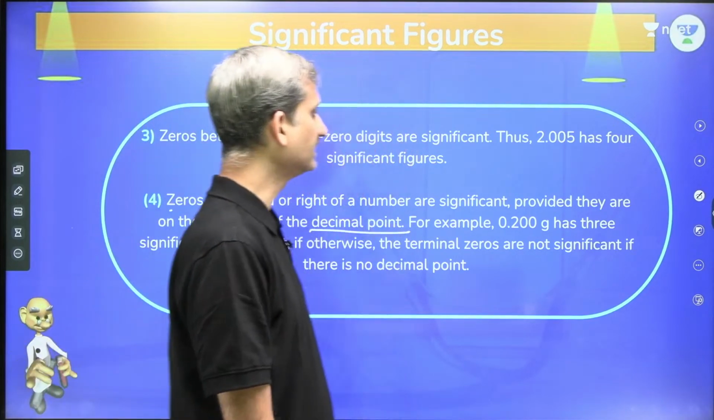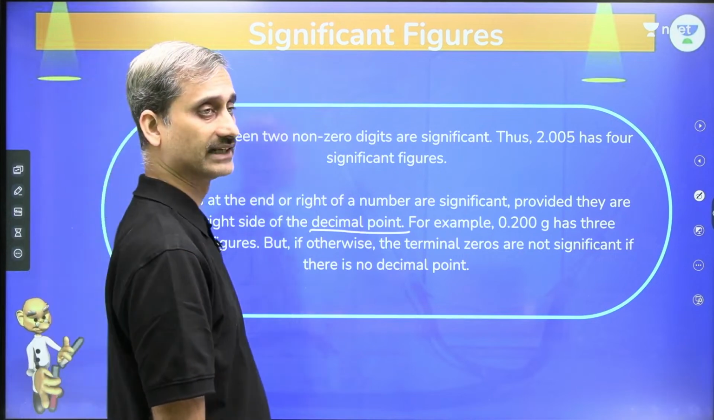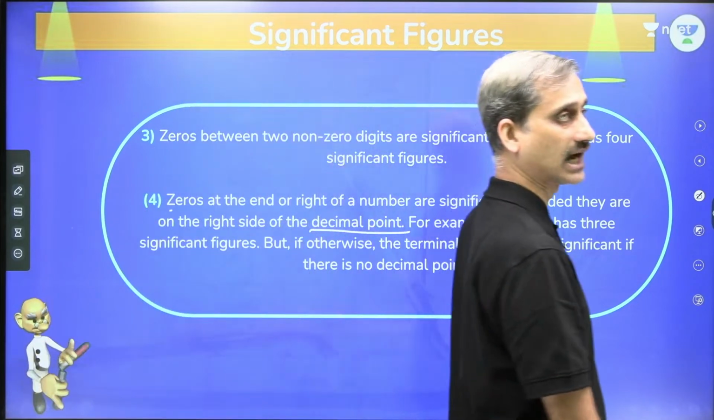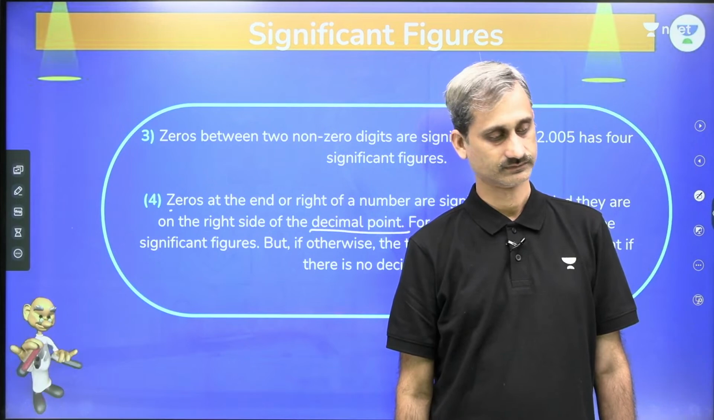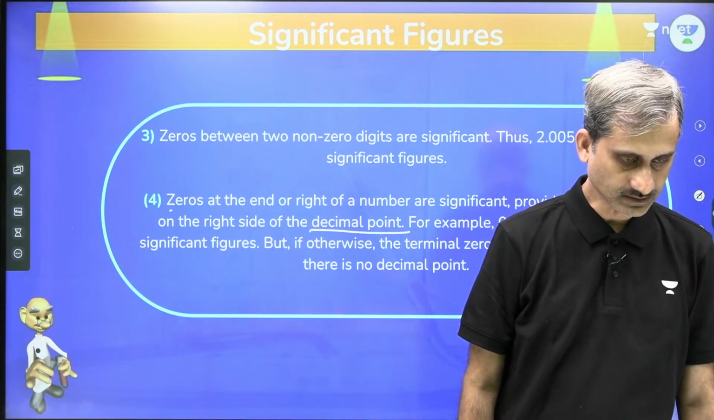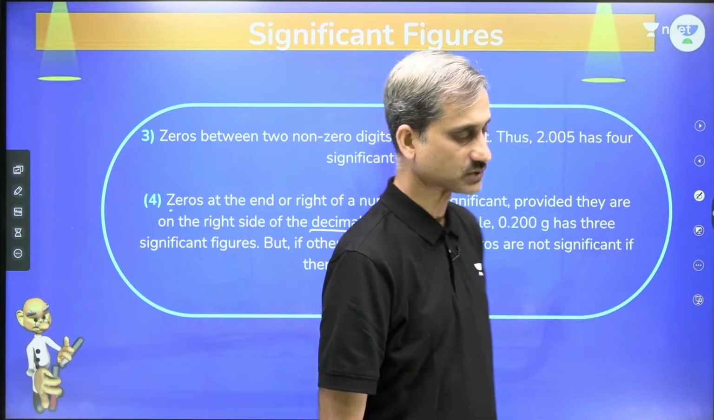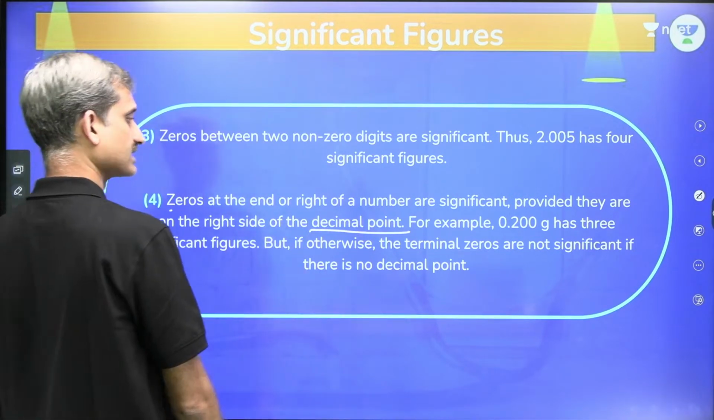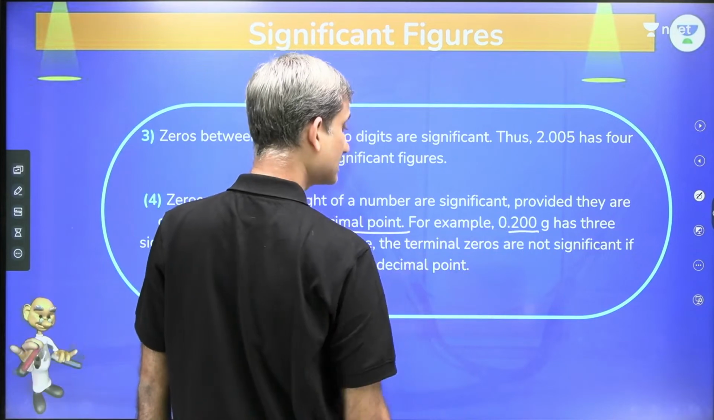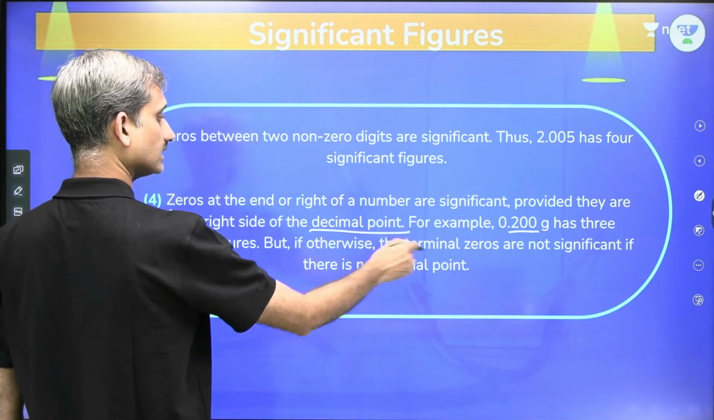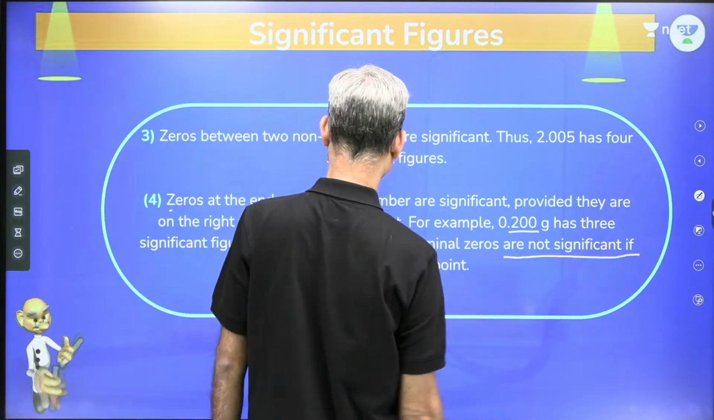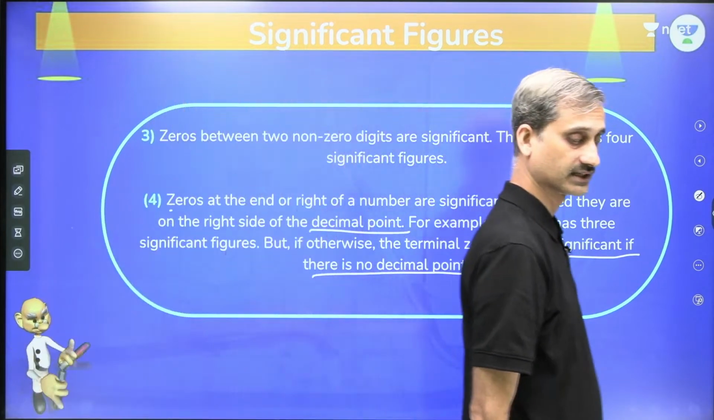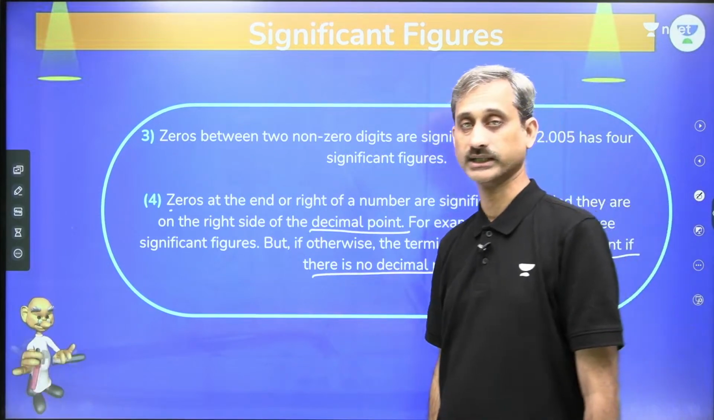Is this clear? What is the meaning of lagging zeros? Lagging zeros are the ones which do not have any non-zero number to the right side. Leading zeros are the ones which do not have any non-zero number to the left side. Is this clear? Of course, Ananya, we are going to read the NCERT as well. Zeros at the end or the right side, okay? For example, 0.200 gram has 3 significant digits. But otherwise, the terminal zeros are not significant if there is no decimal point. So, lagging zeros are not significant if the number does not have a decimal point in it.